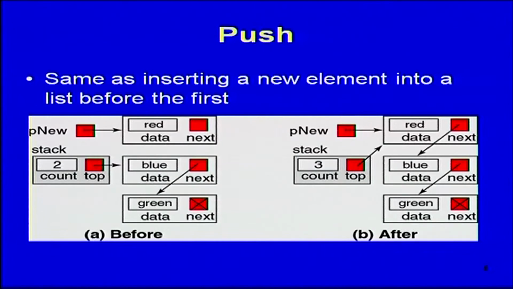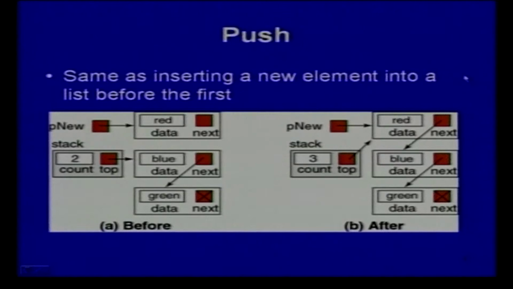So, once you have created a stack, we are going to do the operations on the stack. The important operation, as we have already seen, is the push operation. If you look at a linked list representation of a stack, the push operation is similar to inserting a node in the front of a list, because you can access the stack only through the top. The insertion and deletion, when you represent a stack as a linked list, is in the front. So, it is the same as inserting a new element to the list before the first element.